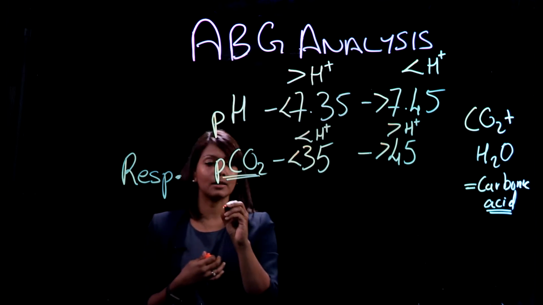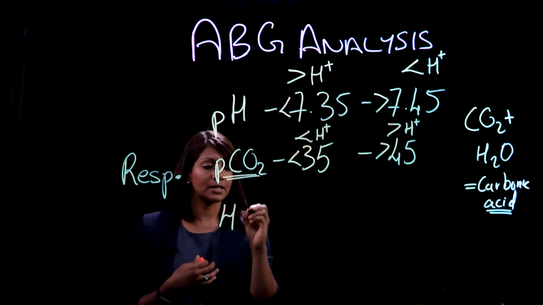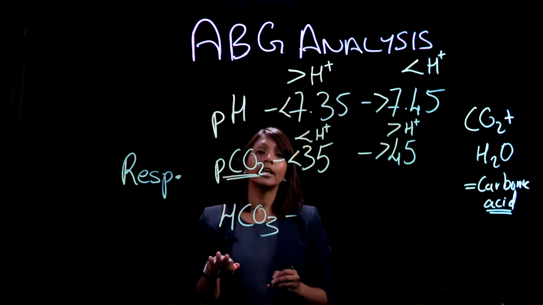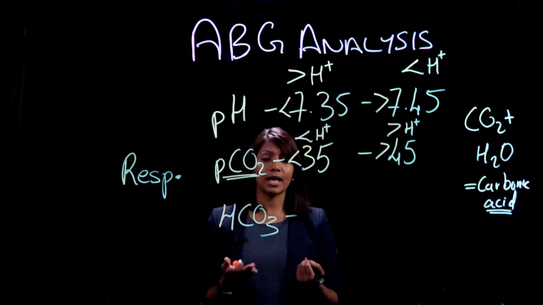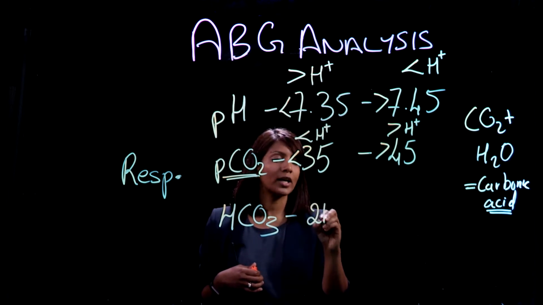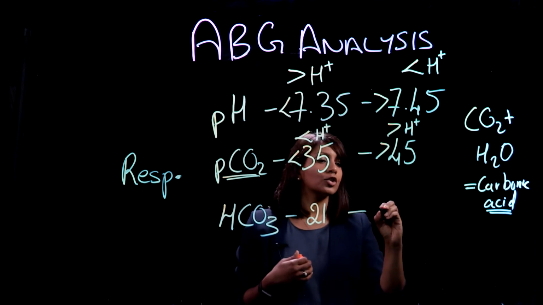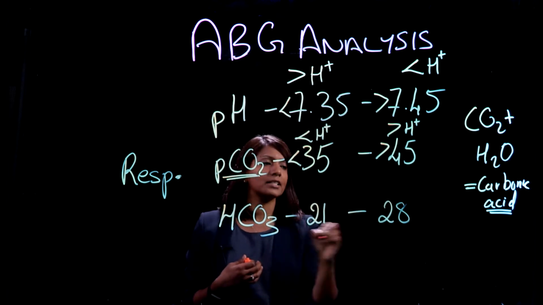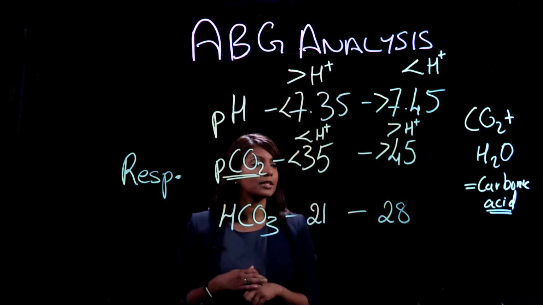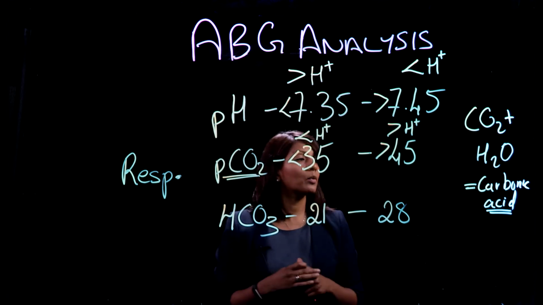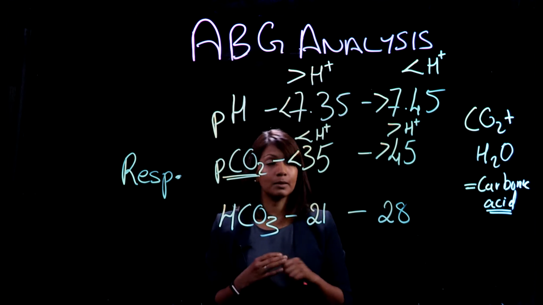And the next element that determines our pH is bicarb. So let's start with what's normal bicarb. So normal bicarb is 21 millimole per liter to 28 millimole per liter. And this number might differ a little bit in different institutions. But for the most part, it's 21 to 28 millimole per liter.